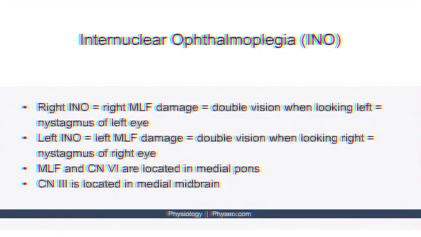So now to review, internuclear ophthalmoplegia. If you have a right internuclear ophthalmoplegia, then you have right medial longitudinal fasciculus damage. So you get double vision when looking to the opposite side, so looking left. And then you will get nystagmus of the left eye. So recall that nystagmus is repetitive, uncontrolled movements of the eye.